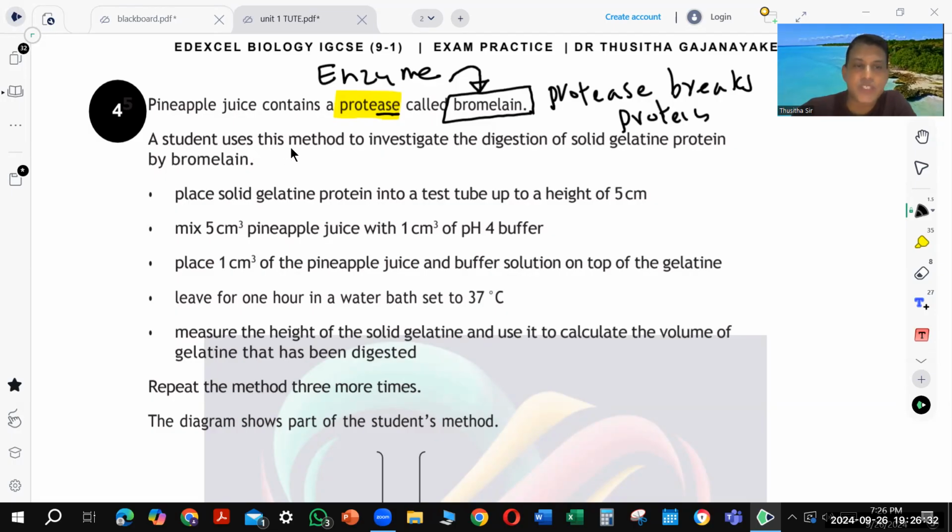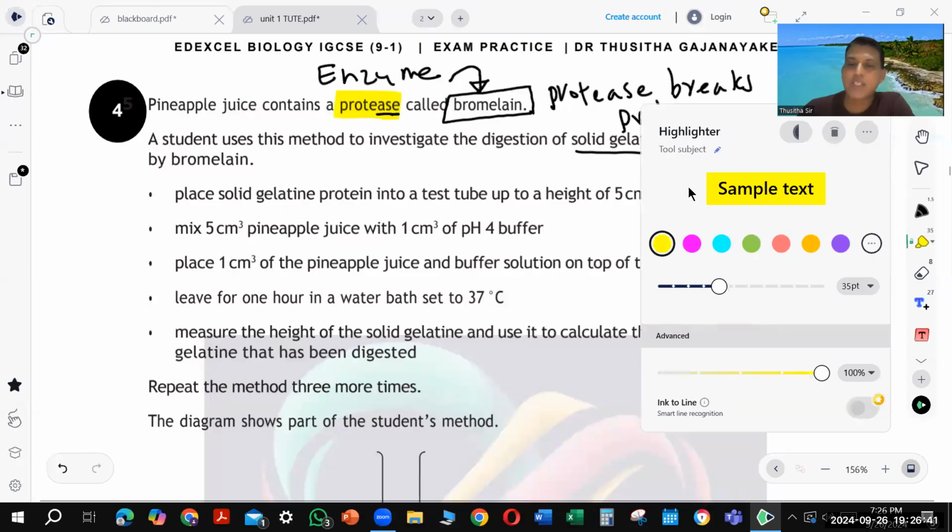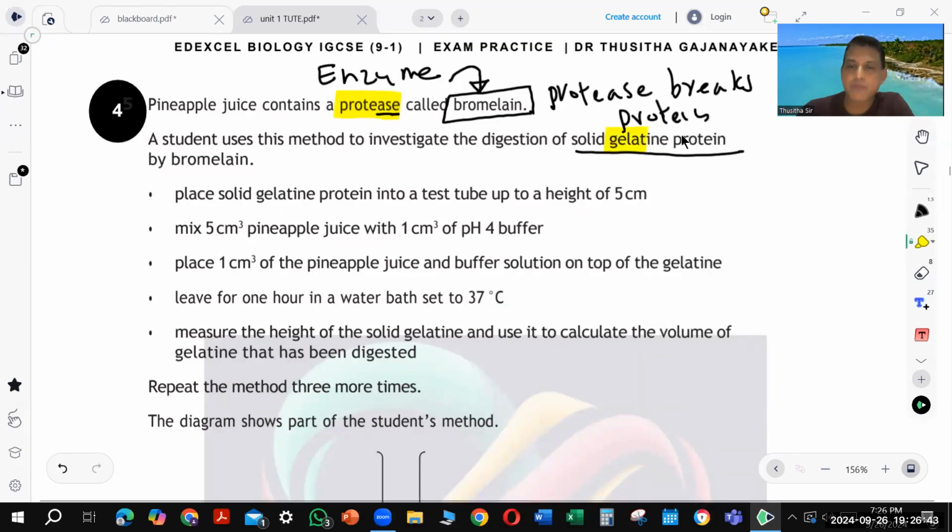A student uses this method to investigate the digestion of solid gelatin protein. Okay, so now it's easy for us to understand: gelatin is a protein. If you eat gelatin as your dessert, you get a little more protein, because most gelatins are rich in protein. So now we have the protein, and the enzyme is protease.